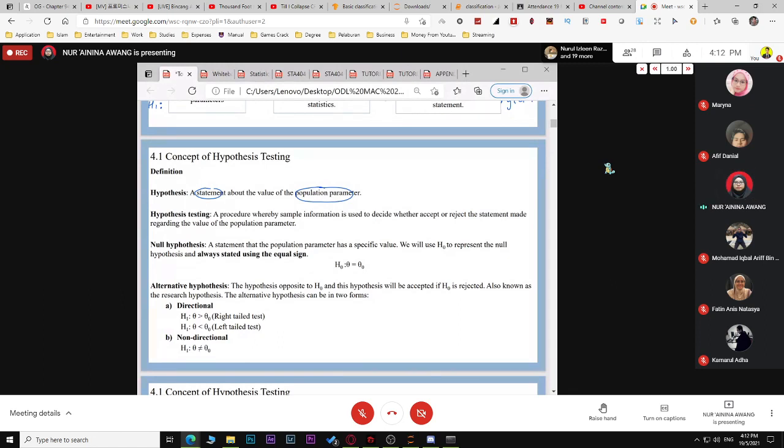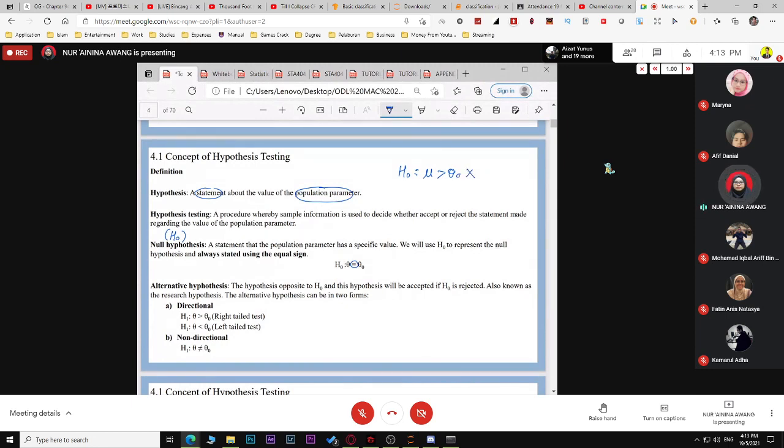Okay, and then we have the null hypothesis. So the null hypothesis we denote as H null, H0. This is our null hypothesis, which is a statement that the population parameter has a specific value. So we will use H null to represent the null hypothesis and it is always stated using the equal sign. So our H null is always equal. When you write your H null, the sign must be equal. It cannot be this one. Okay, not allowed. H null must be equal.